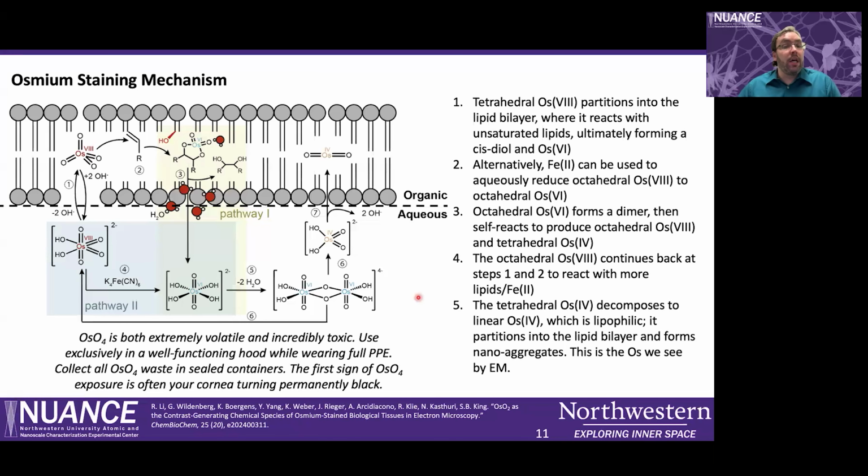It's pretty nasty. It's also really important that you collect all osmium tetroxide waste when you're doing these processes in sealed containers, as it will evaporate and get everywhere. In terms of being mindful of safety, the first sign you really have that you've been exposed to osmium tetroxide is that your cornea will turn permanently black. This is very bad, so you really want to be very careful when working with this stuff.